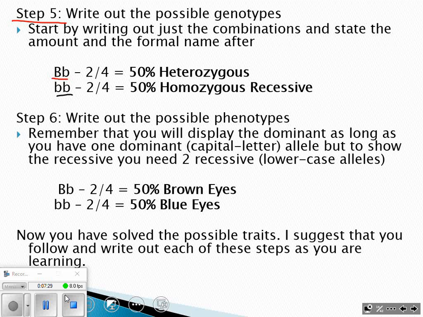So far, so good? Now, our question asks us to state the possible genotypes, which we've done. But it also asks us to state the possible phenotypes of those offspring. Okay, so now we have to write out what they might physically look like. If this couple mated, what color eyes would their offspring have? So remember, you will display the dominant trait as long as you have one of the dominant or capital letter alleles. But to show that recessive trait, you need 2 of them, 2 lowercase alleles.